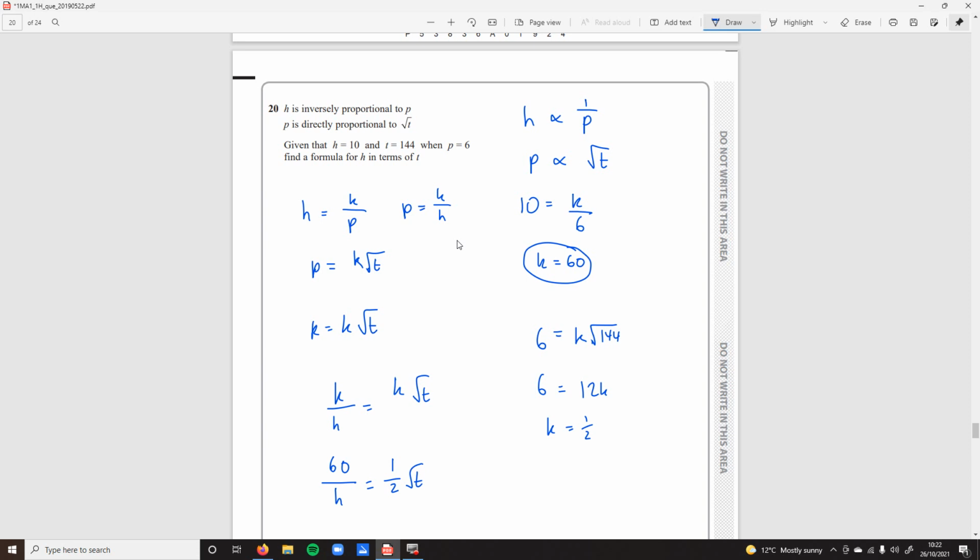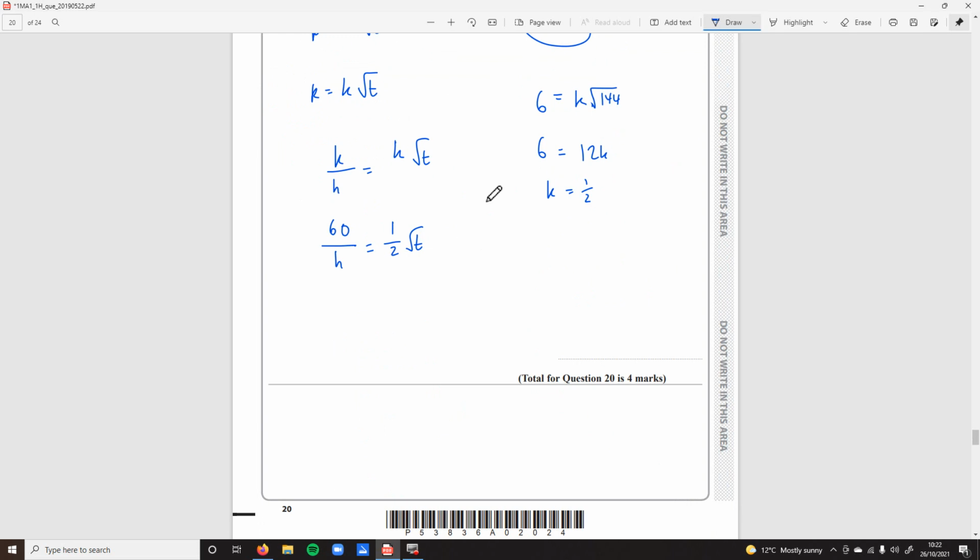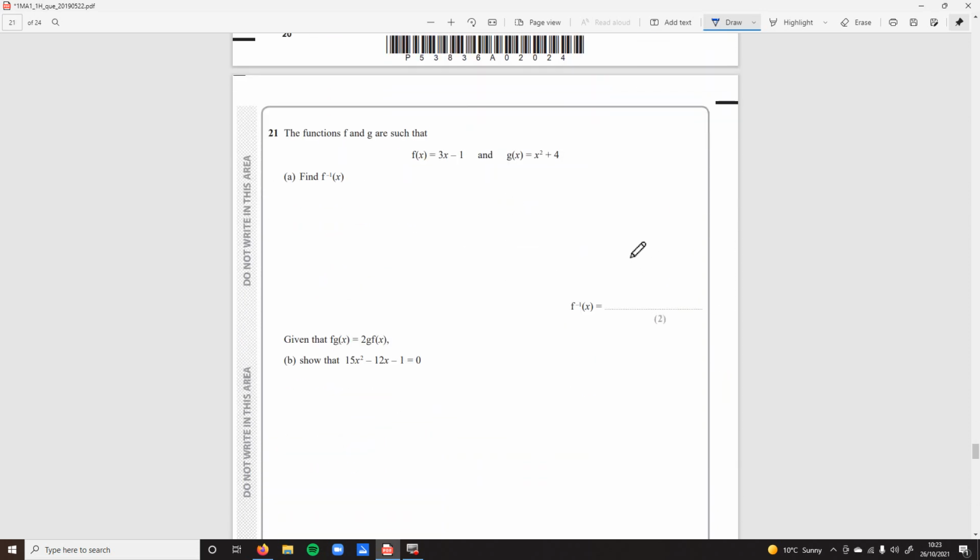Give a formula for H in terms of T. So if I times that up, I get 60 equals a half root T times H, and then divide it, so 120 over root T equals H, I think. We're going to go with that.